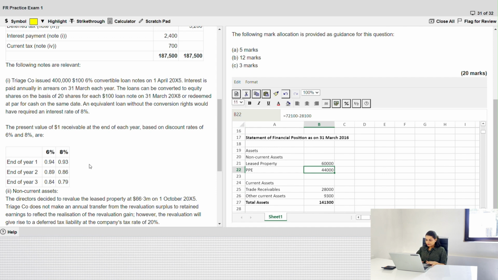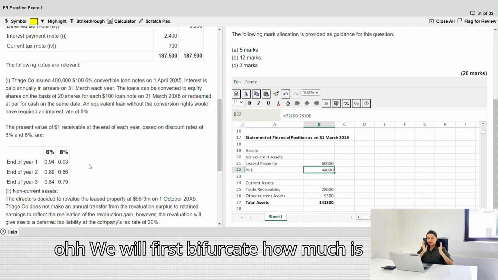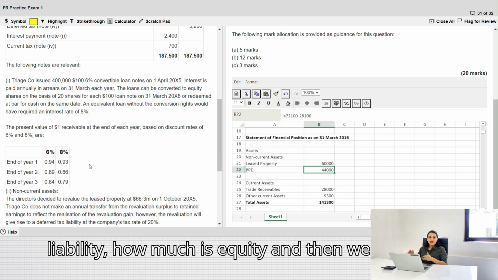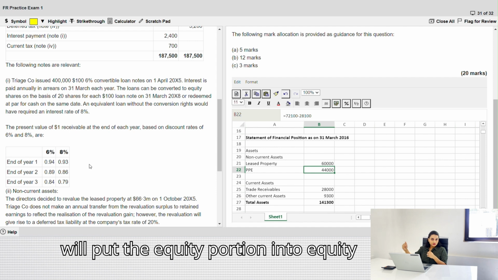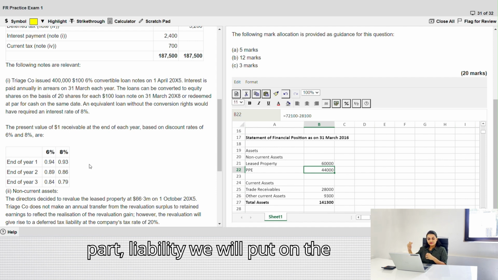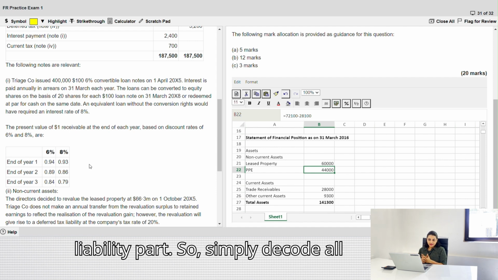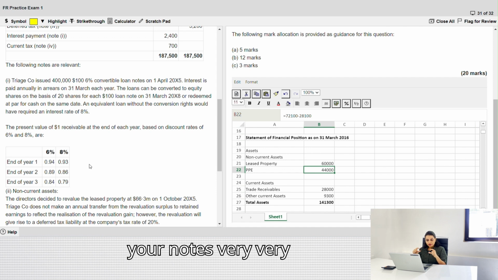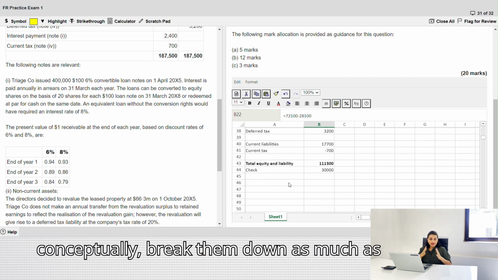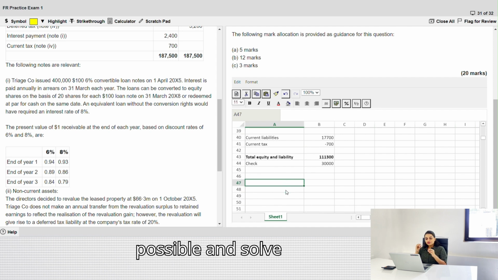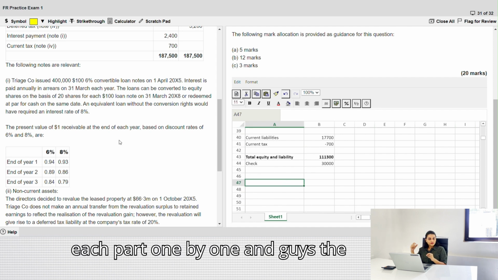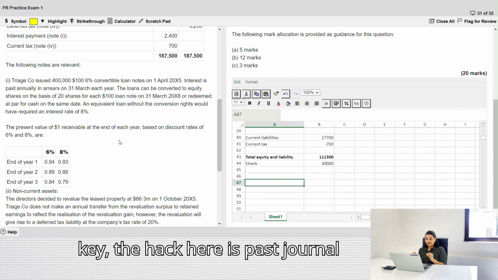So we will first bifurcate how much is liability, how much is equity, and then we will put the equity portion into the equity part, and liability on the liability part. So simply decode all your notes very conceptually, break them down as much as possible and solve each part one by one. And guys, the key, the hack here is past journal entries.